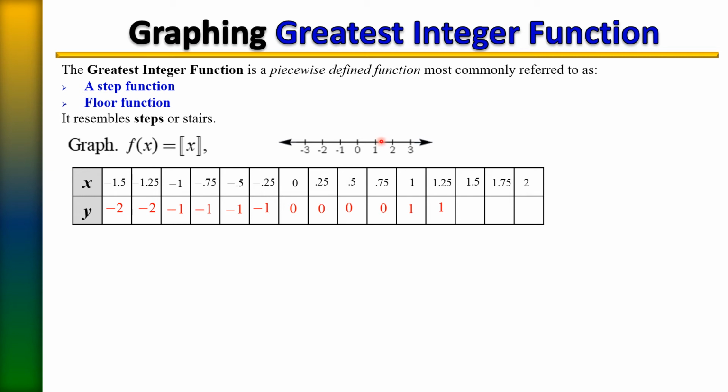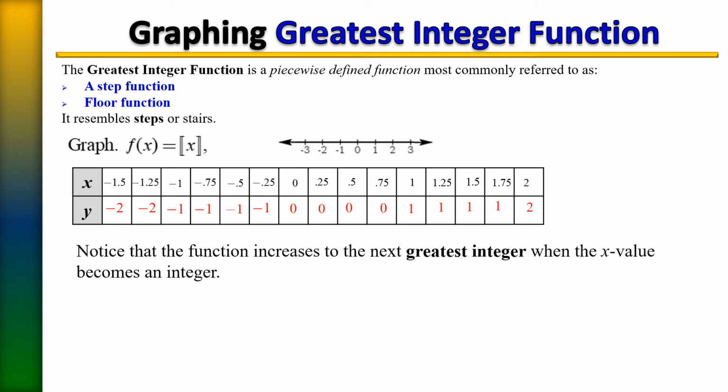At 1.25, to find the integer that is less than that, move to the left of that, and that would be 1. It's going to continue that way for 1.5, 1.75, all the way until you get to the next integer, in this case 2. So notice that the function increases to the next greatest integer when the x value becomes an integer.